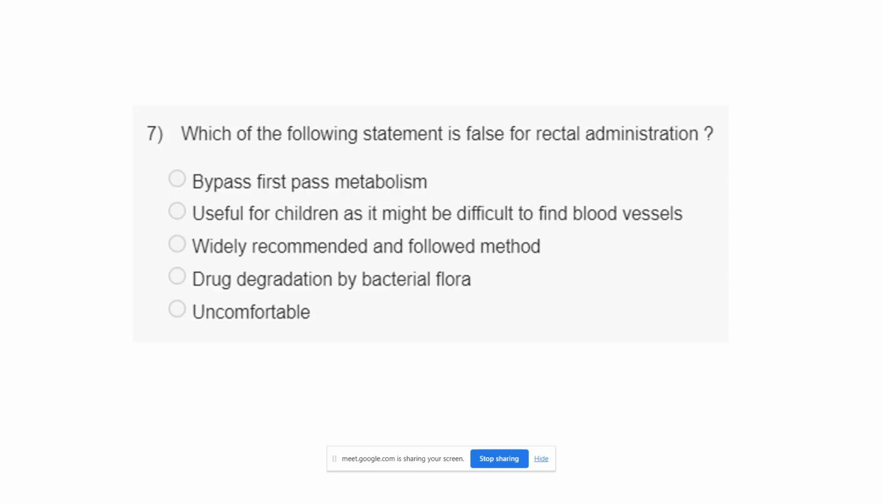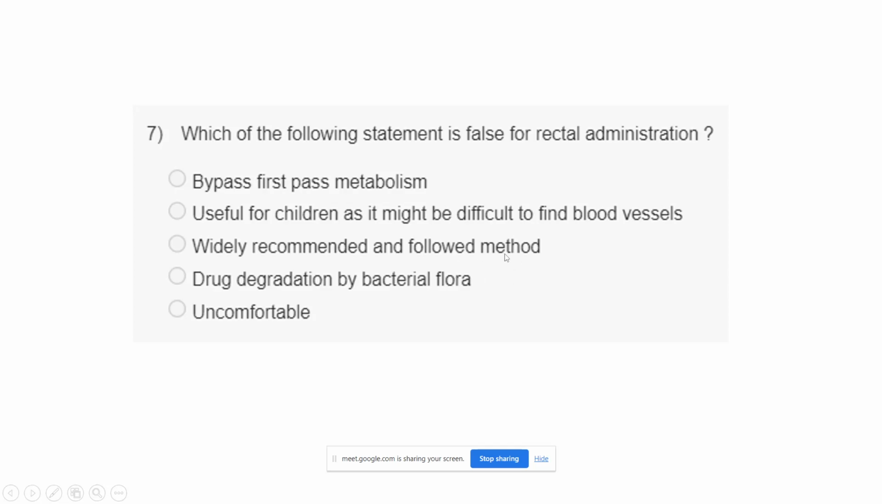Next question, the seventh question, was: which of the following statements is false for rectal administration? We have to select a false statement. Bypassing first pass metabolism is a correct option. It is useful for children as it might be difficult to find blood vessels. This is also correct.